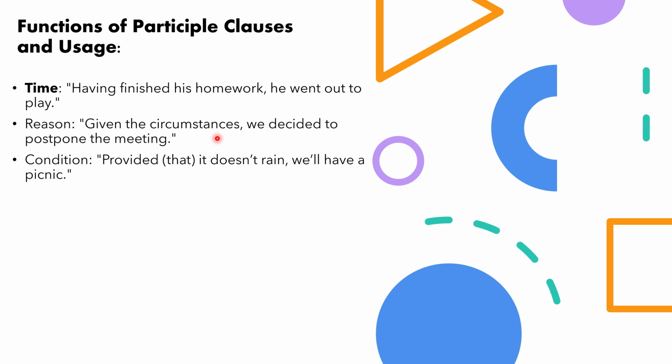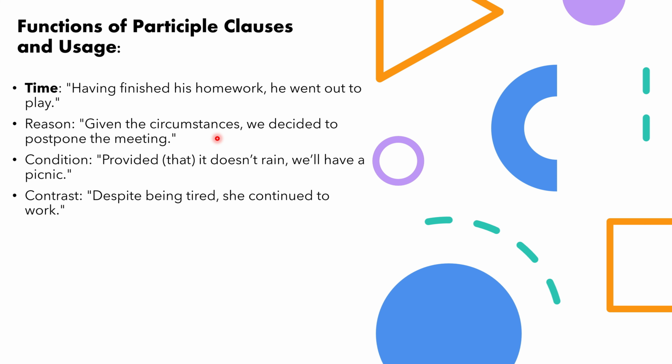Provided that it doesn't rain, we'll have a picnic. "Provided that" is just like the word "if." So it resembles "in case it doesn't rain, we'll have a picnic." So, provided that. And also to show contrast: despite being tired, she continued to work.